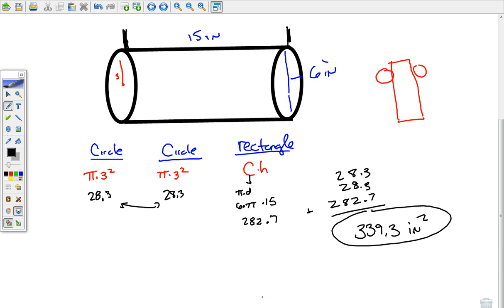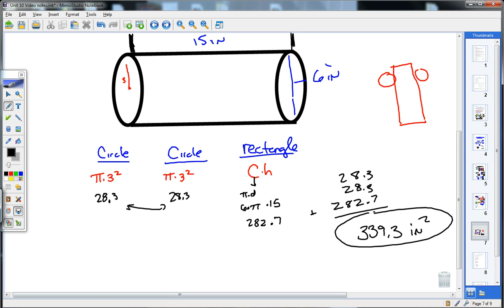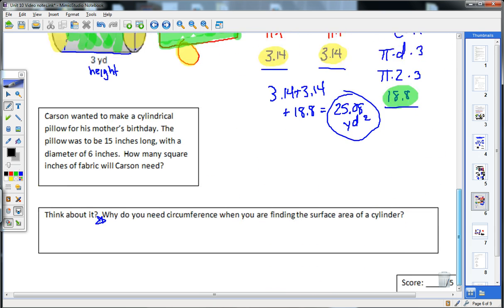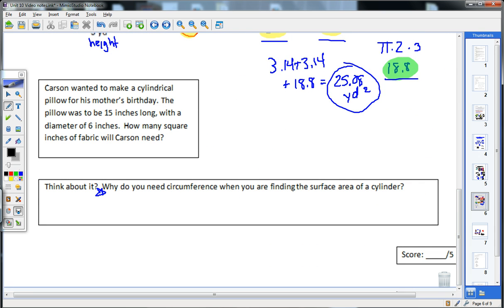When you come in tomorrow, I'd like you to have this question answered on the bottom of your page here. And it should be pretty clear at this point why. But why do you need circumference when you are finding the surface area of a cylinder?